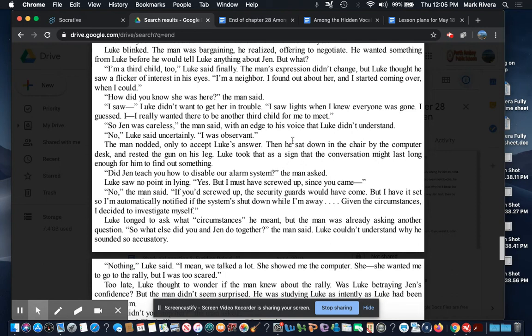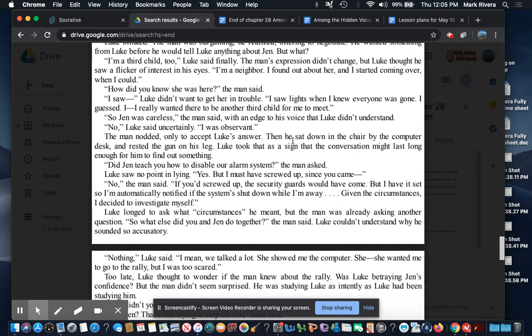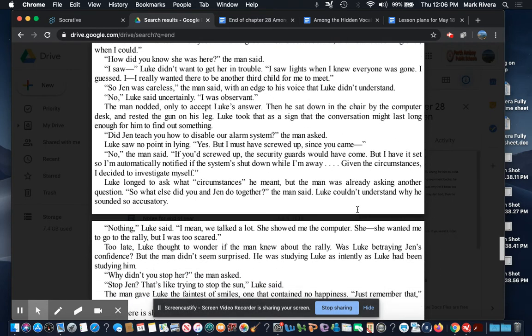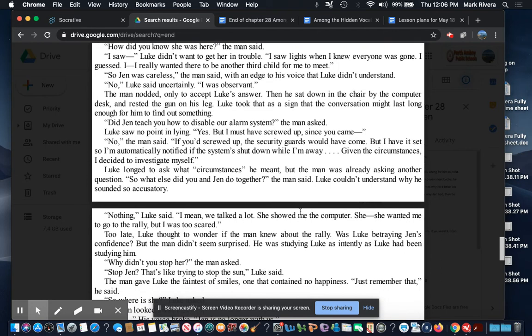Luke didn't want to get her in trouble. "I saw lights when I knew everybody was gone. I guessed I really wanted there to be another third child for me to meet." "So Jen was careless," the man said, with an edge to his voice that Luke didn't understand. "No," Luke said uncertainly. "I was observant." The man nodded only to accept Luke's answer. Then he sat down in the chair by the computer desk and rested the gun on his leg.